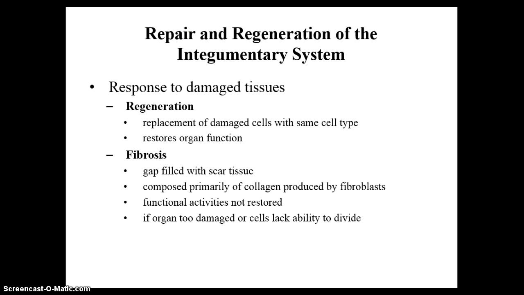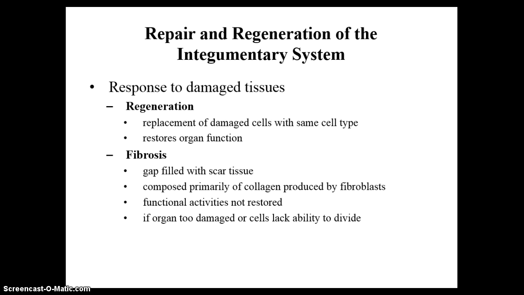There are two different ways that the integumentary system can respond to damage. The first way is regeneration. Regeneration is when there is damage and the damage is replaced with cells of the same type. With regeneration, the cells restore the organ function completely.